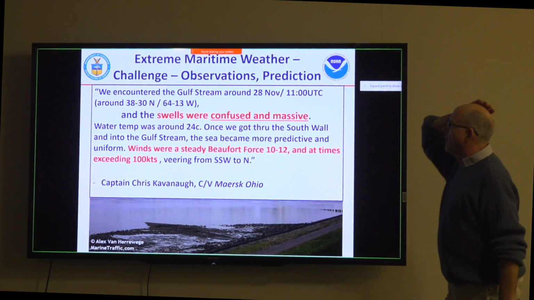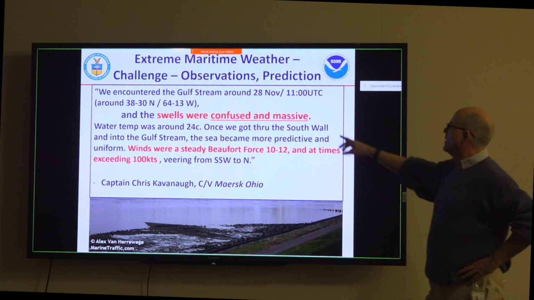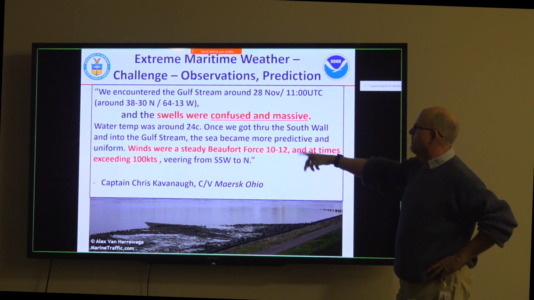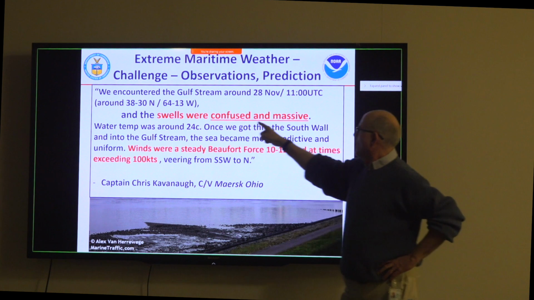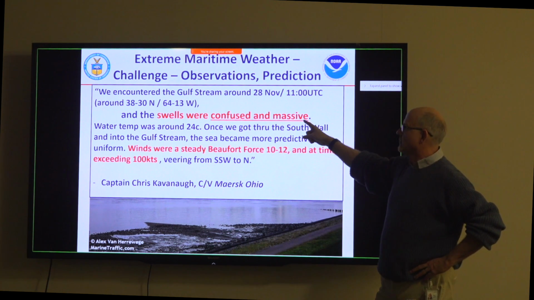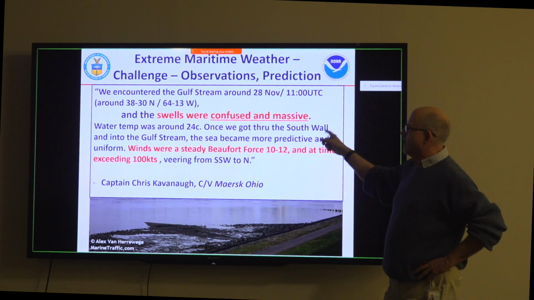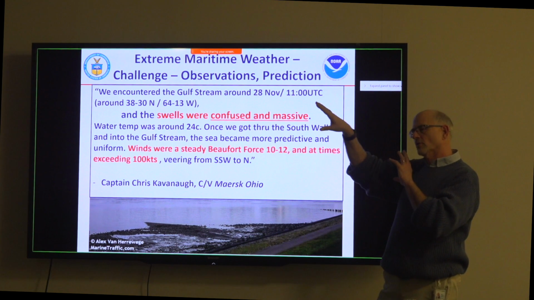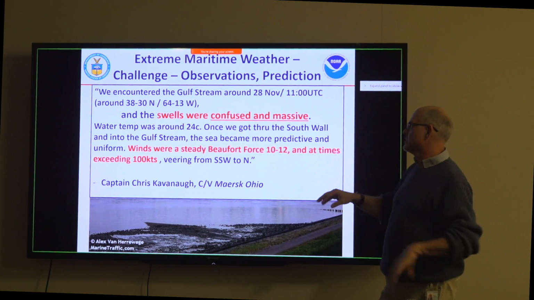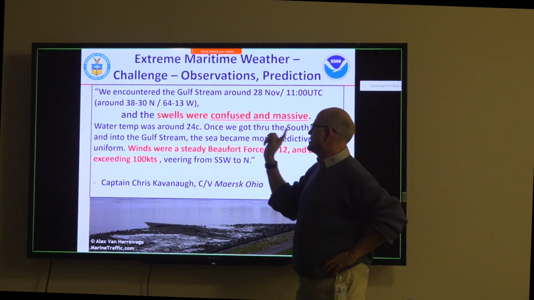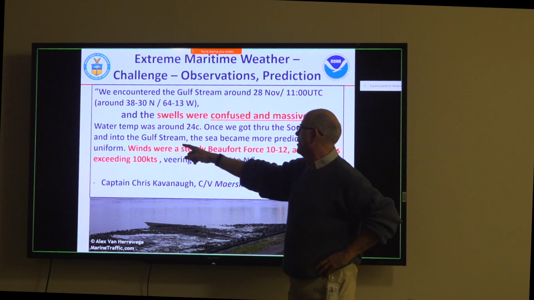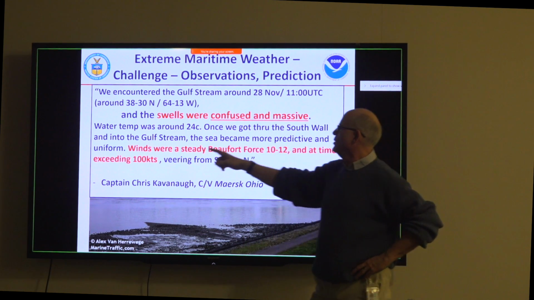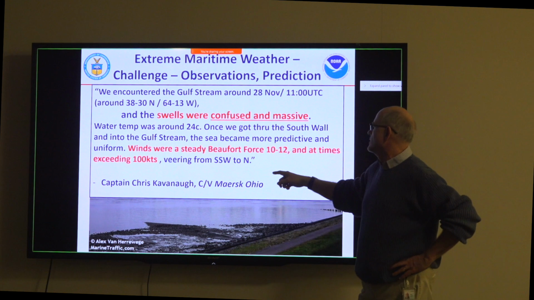So, Captain Kavanaugh. So we encountered the stream around 11Z. It was a little bit after that based on the positions, okay, and where. And swells were confused and massive. Okay, once we got through the south wall, so remember the rules of thumb that we see that don't mention the south wall? Yeah, so he's basically experienced similar conditions that one would have expected on the north wall and the south wall. Sea became more predictive and uniform once they got into the main body of the stream.